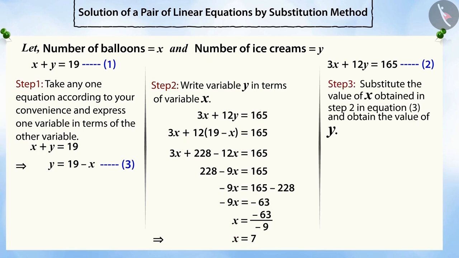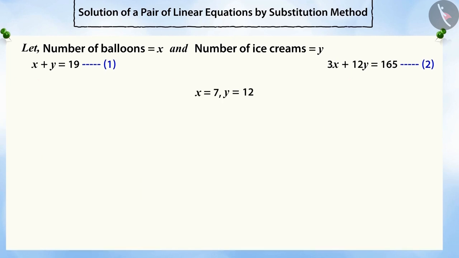In the third step, we substitute the value of x in equation 3 and obtain the value of the other variable. Like here, we substitute the value of x in equation 3. Solving further gives us the value of y is equal to 12. Therefore, x is equal to 7 and y is equal to 12 is the unique solution to this equation.